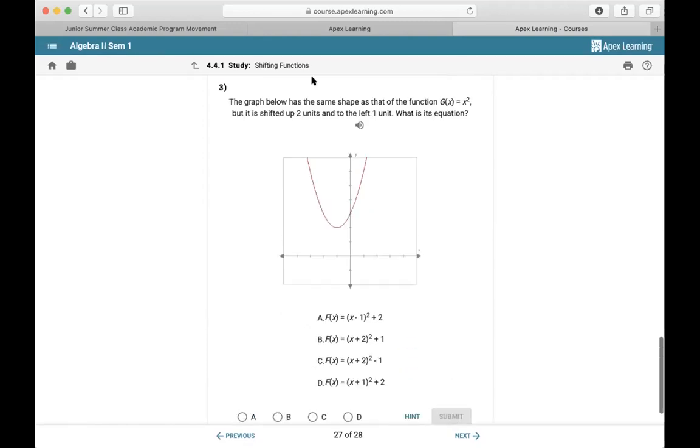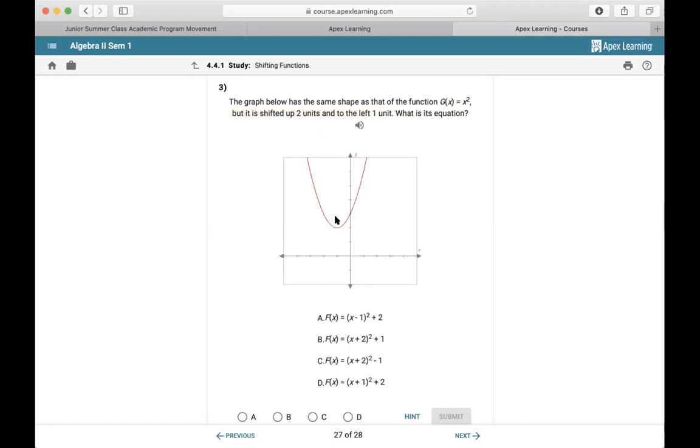And then the last one here, the graph below has the same shape as the function x squared. This is where you have to know what the parent looks like. So you have to know that x squared is at the origin 0, 0. It also tells you it's shifted up 2 units and to the left 1 unit. So you might have some problems where it just gives you in words without actually showing you a graph. So you've got to know what up and left and right do to an equation.